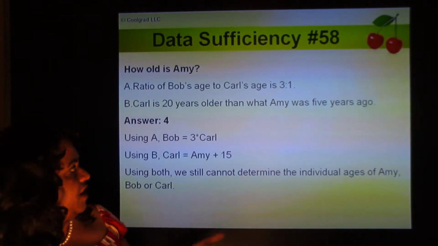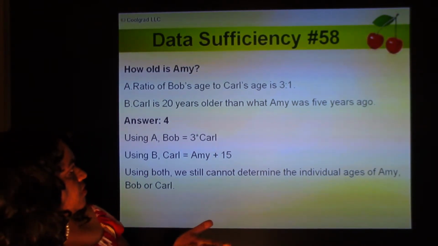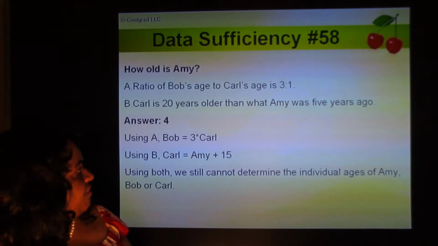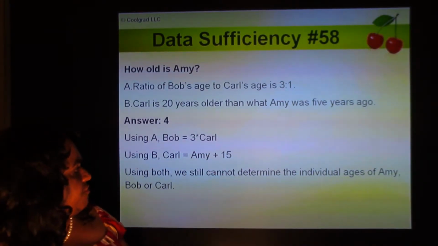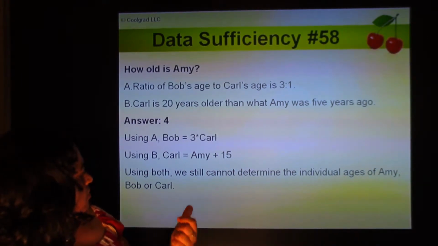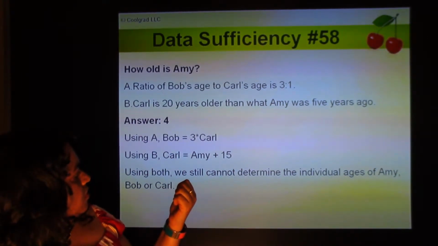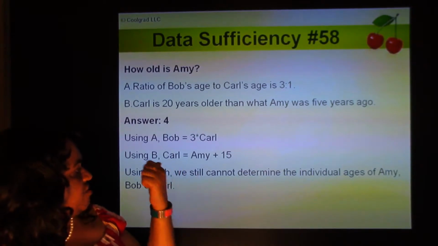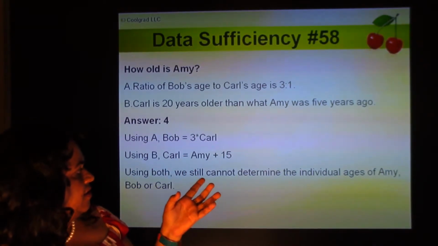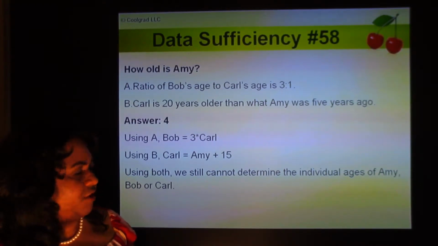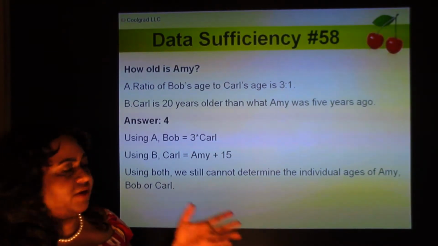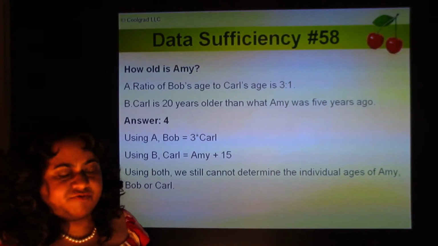So Amy minus 5 plus 20 is equal to Carl. So Carl is equal to Amy plus 15. So using both, we still have a relationship between Carl's age and Amy's age, and Bob's age and Amy's age. But we don't know the individual ages of Amy, Bob or Carl. So both the statements together are insufficient. So we pick option 4.